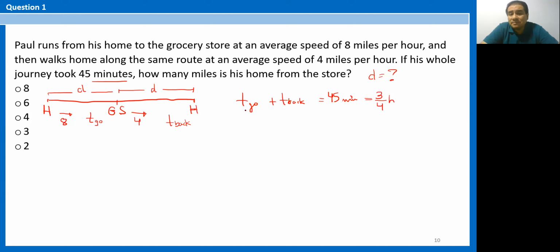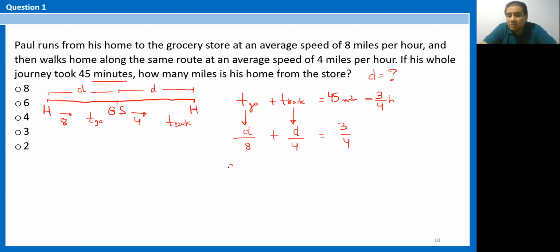Okay, but the time to go to the grocery store can be expressed as the ratio of the distance divided by the average speed in the first span. Likewise, the time to go back home will be the same distance divided by the speed he used in the second span on the way back home. It's the distance divided by 4 miles per hour. And this will be equal to 3/4.